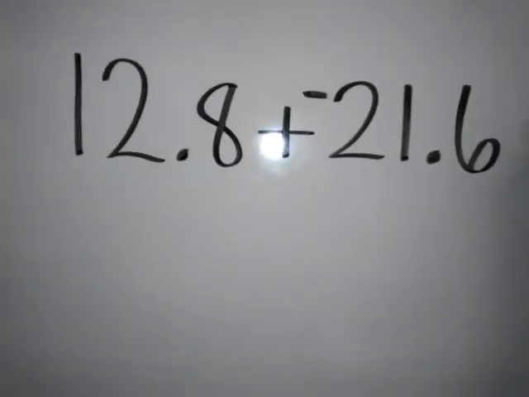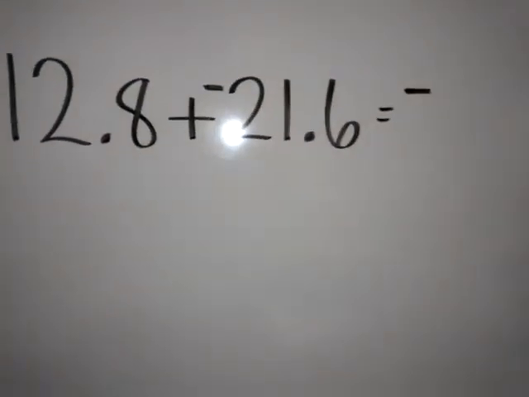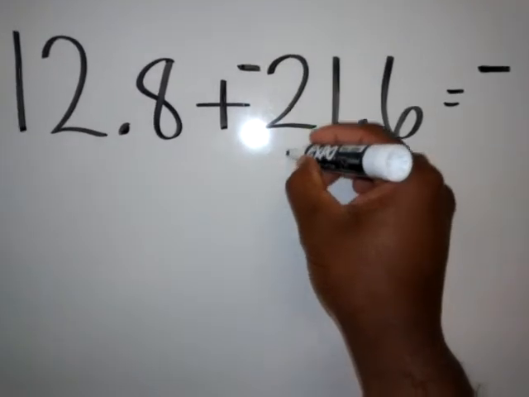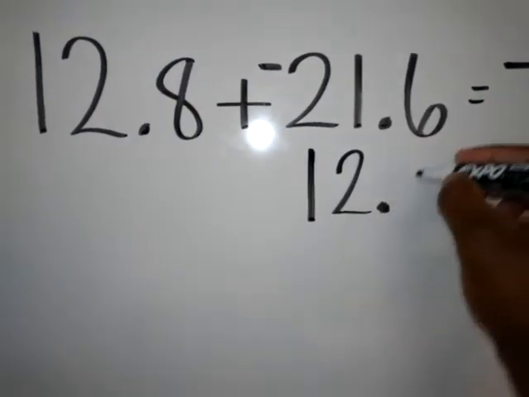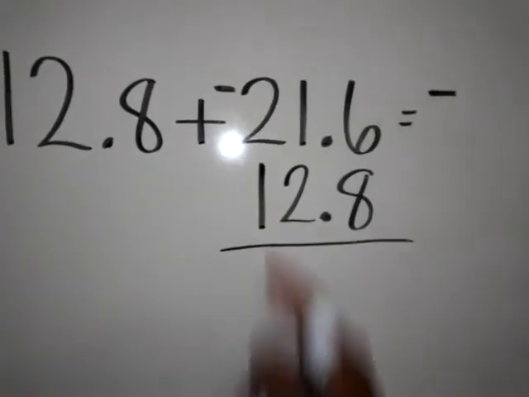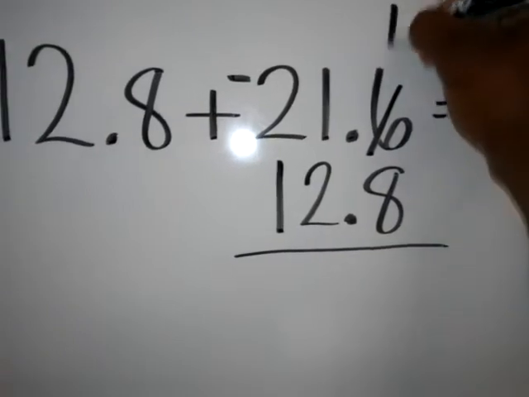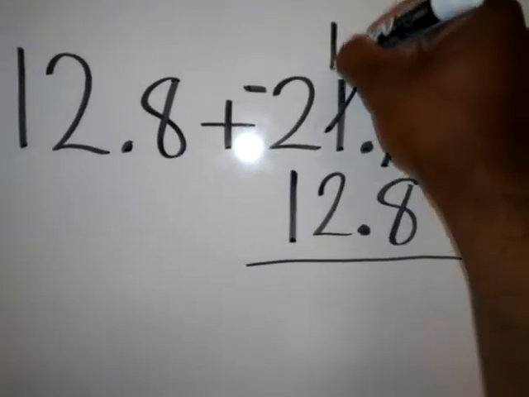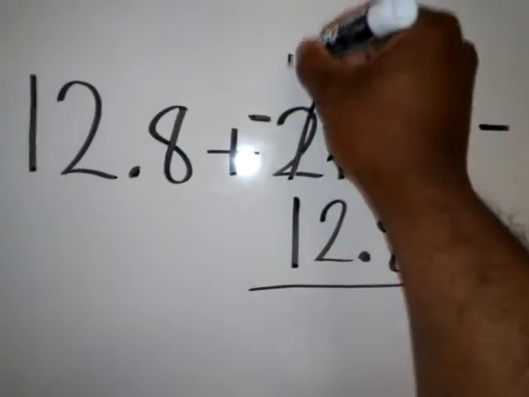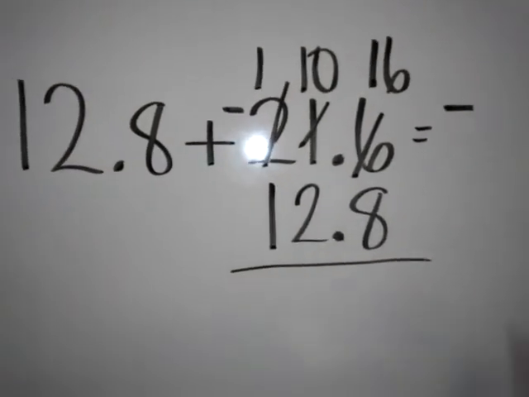So I'm just going to associate our answer as being negative, so we don't, again, forget about the answer being negative. I'm going to put underneath here $12.80. And of course, I'm going to subtract those because we have different signs. Borrow here, 16, become a 10. Continue the borrowing process, a 1. All right, let's go ahead and complete this process.